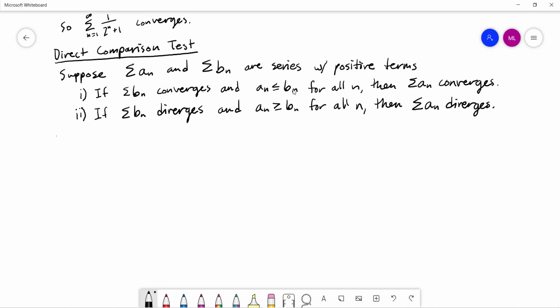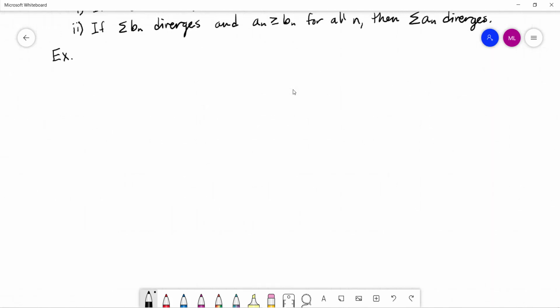So let's do another example of this. And let's say I'm looking at the sum from n equals 1 to infinity of 1 over n squared plus 3. So in this case, I'm going to suspect that this is going to converge because it looks similar to a p-series that converges. So what should I be comparing this to? In this case, the direct comparison that I want to look at is the p-series with p equal to 2.